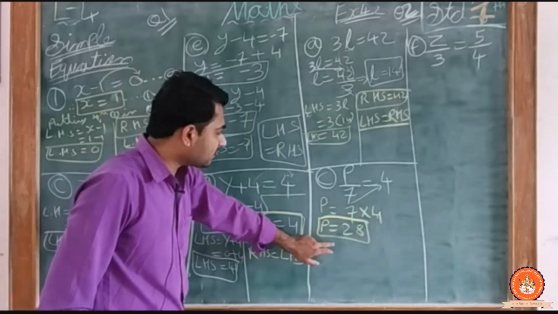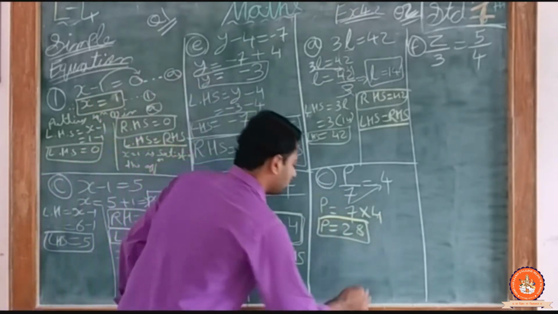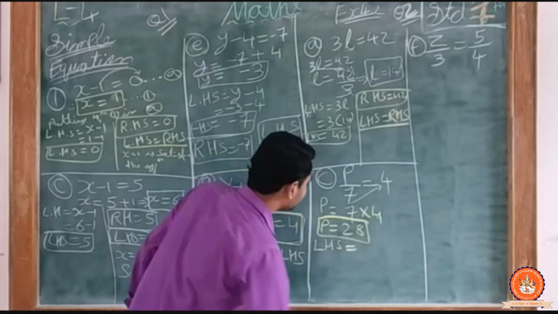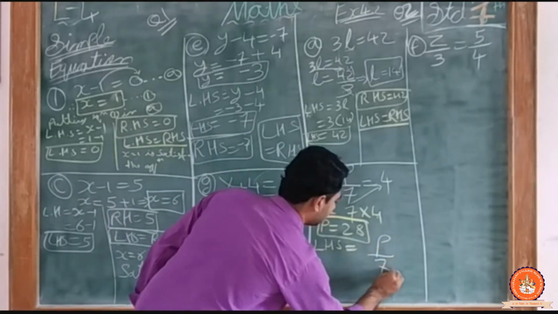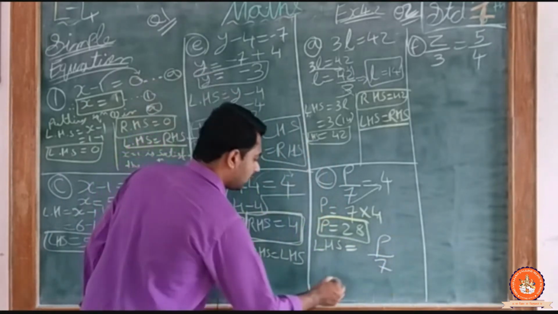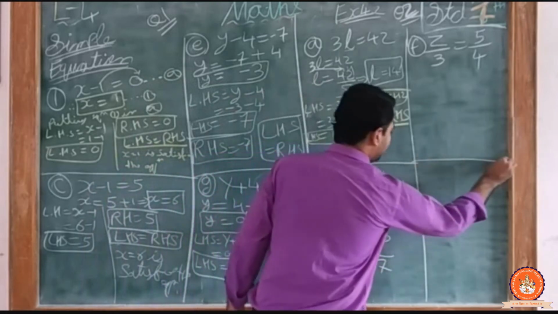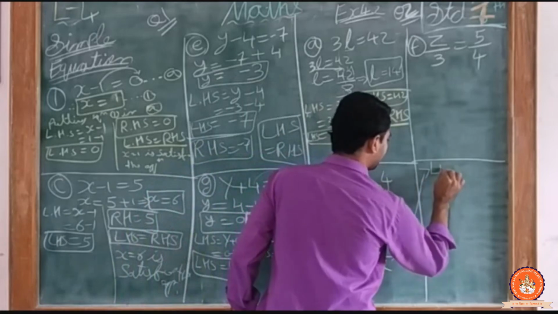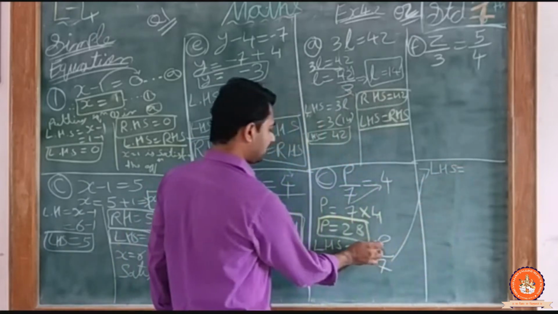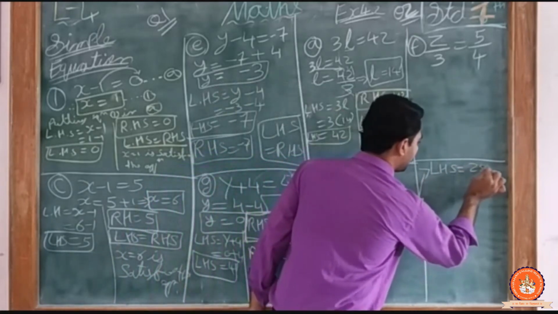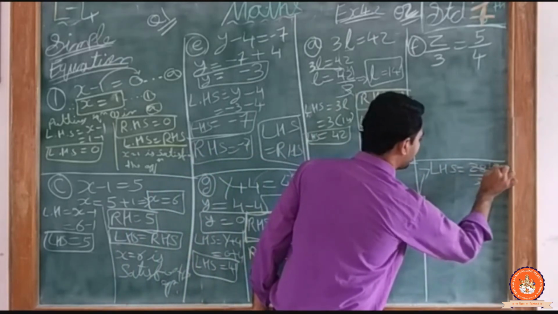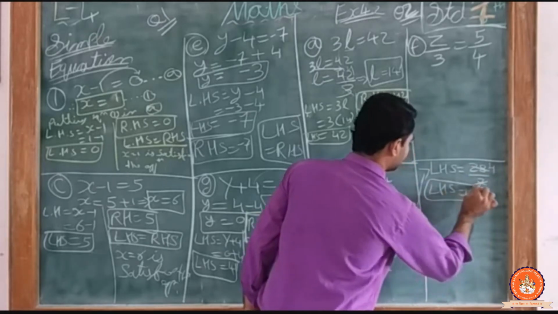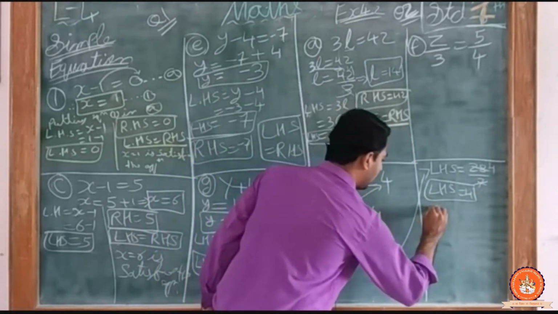Now putting this value in the above equation. So what is LHS? LHS is p by 7. Yes or no? Clear? Now putting this value I am solving here. मैं यहाँ पे सॉल्व कर रहा हूँ. So LHS is equal to, in place of P I will put 28, so 28 by 7, that means 7 4s are 28. So LHS is equal to 4 and RHS I already have 4.